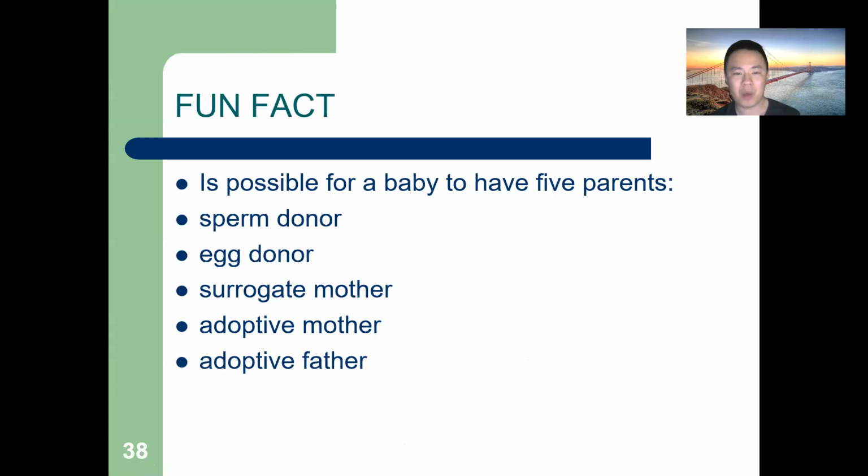Now, did you know, is it possible for a baby to have 5 parents? Well, you can have a sperm donor, egg donor, surrogate mother who ends up giving up the child to an adoptive mother who has an adoptive father. You could have 5 parents. If you think about it sociologically, you can.